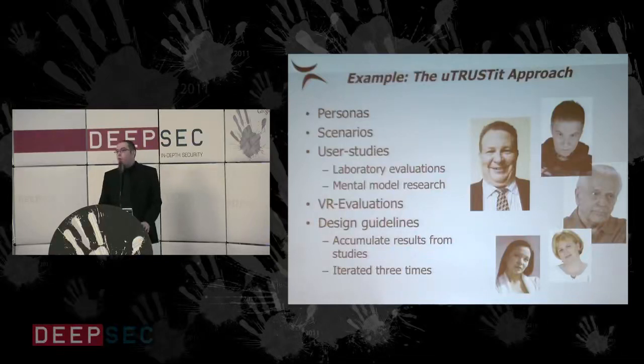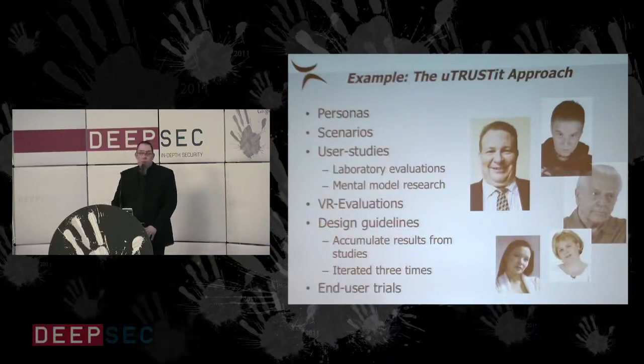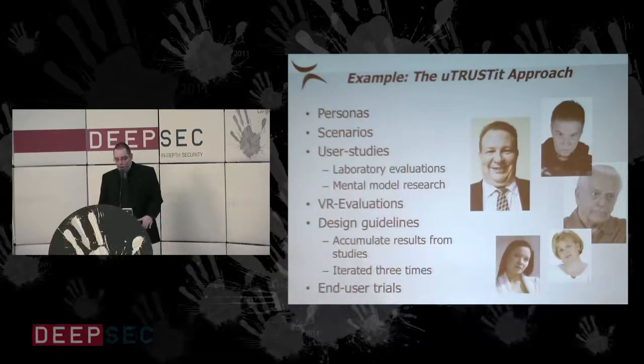And of course, we also take an iterative approach with these design guidelines. So based on our user studies, we come up with basic design guidelines, and then based on ongoing studies, we iterate the guidelines also to be then able to provide a set of guidelines when the project is finished. Before finishing the project, we of course also have end user trials, the classical ones, which then already include hopefully working prototypes. It will be in 1.5 years.